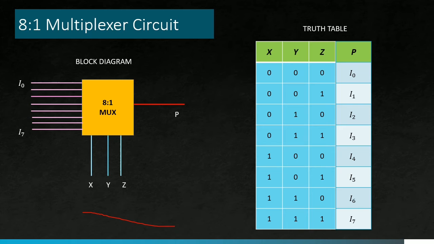Now here is the truth table for this. For 3 inputs, we all know the values that we have to put into the truth table. See here, X, Y and Z are the 3 selection inputs, and P is the output. For this P, each and every case is given here from I0 to I7. Now we have to put this into a logic diagram.